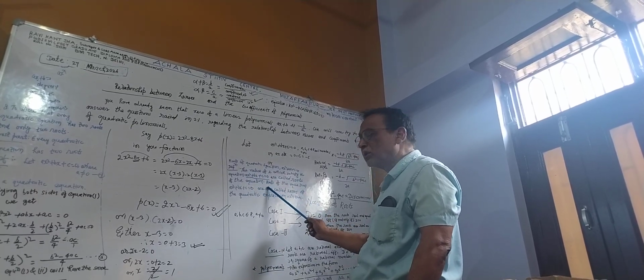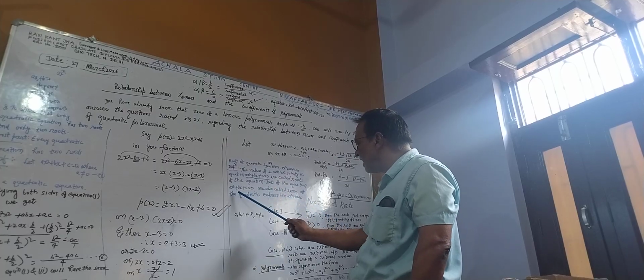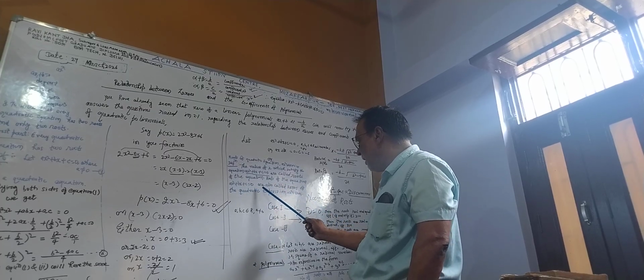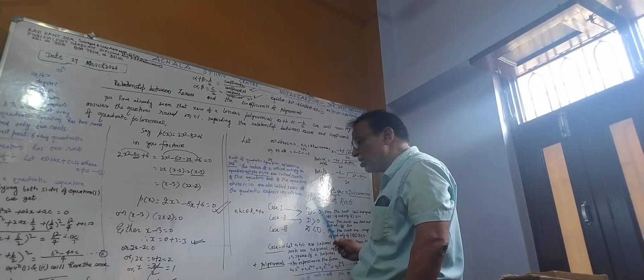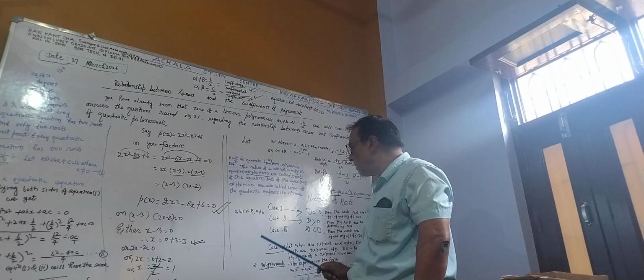Definition. What is the definition? The values of x which satisfy the equation ax square plus bx plus c equal to 0 are called roots of the equation. Roots of the equation ax square plus bx plus c equal to 0 are called zeroes of the quadratic expression. Now, b square minus 4ac is called the discriminant.